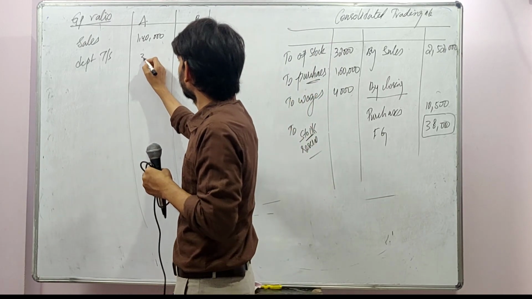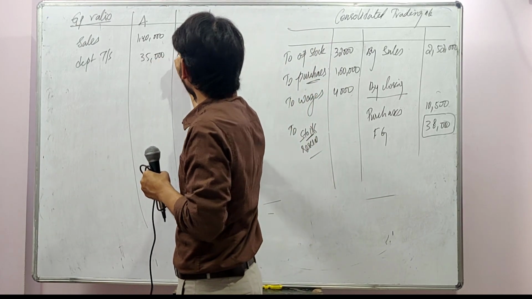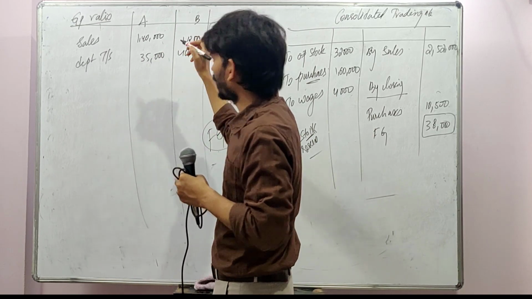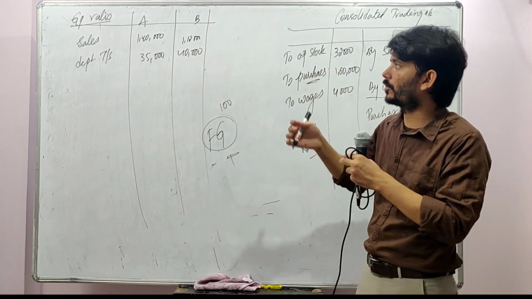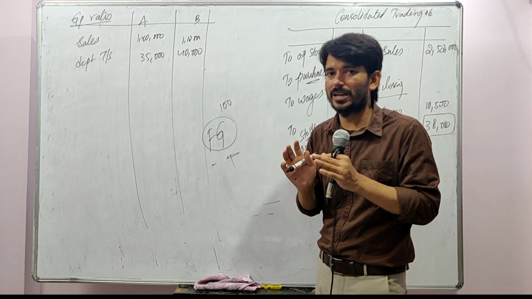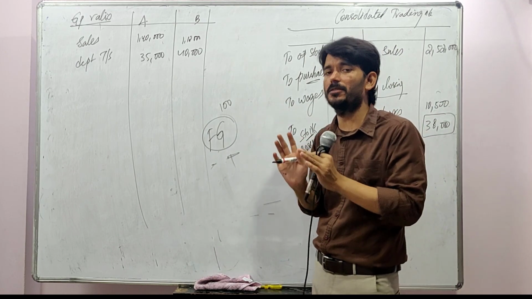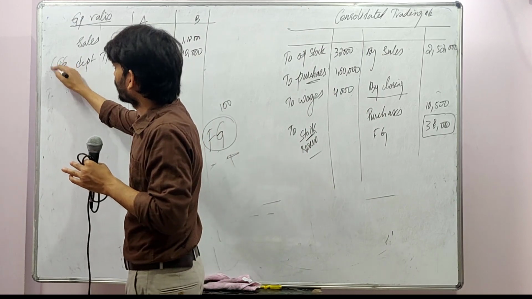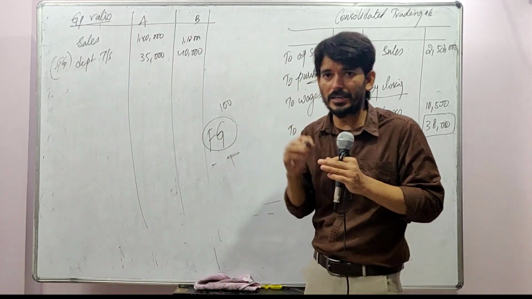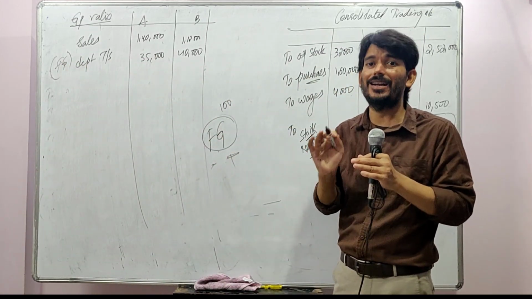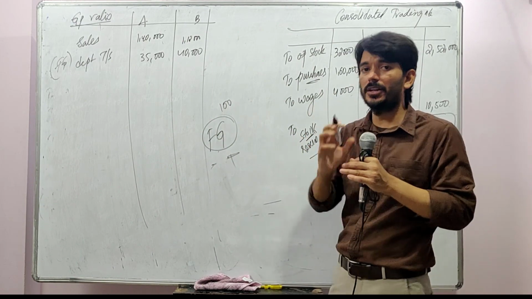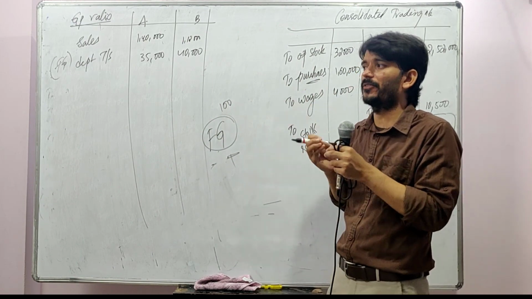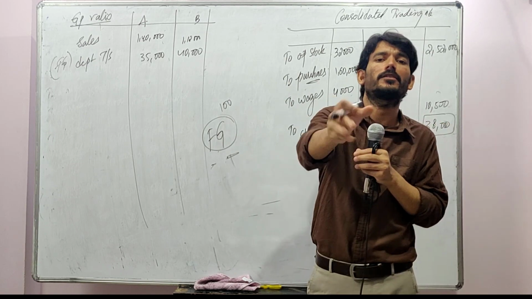A is transferring 35, B is transferring 40. Numbers are easy to get. I am not trying to tell you how to multiply, how to add these two numbers. Try to understand the logic behind that. Why is he not taking the raw material? Why is he not taking the purchased goods transferred? Because they are transferred at cost. I am transferring it to you as if I am purchasing for 100. I am giving it at 100. There is no profit.